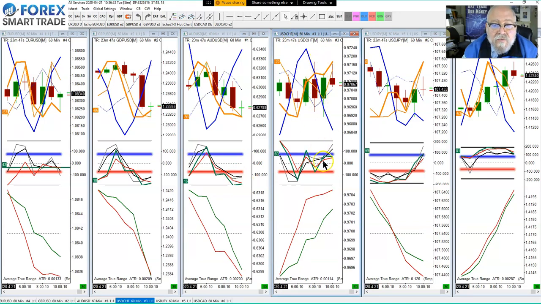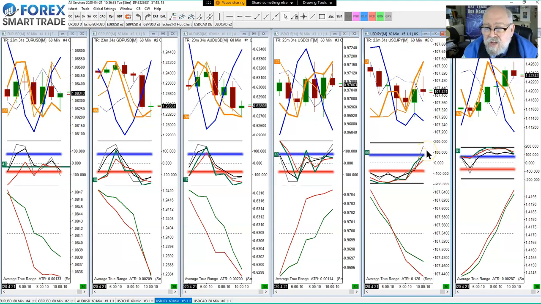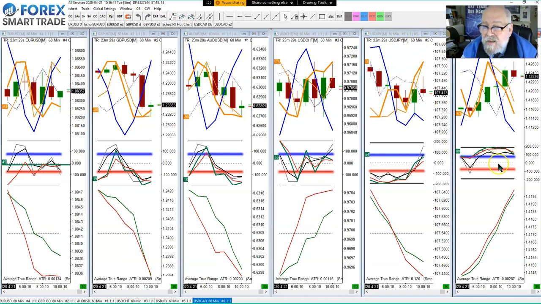USD CHF, we're still in the middle of the channel, still kind of going sideways. USD JPY, we're in the channel going up. And USD CAD, we are oversold. We are pointing down, although it's not that steep.